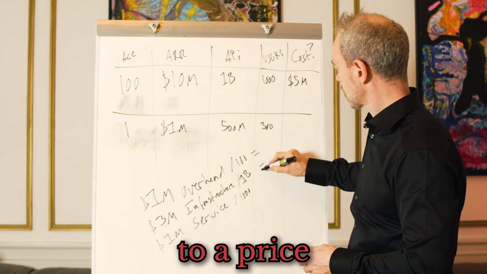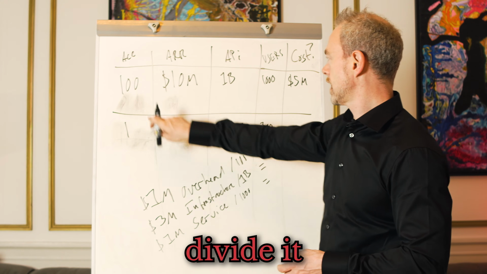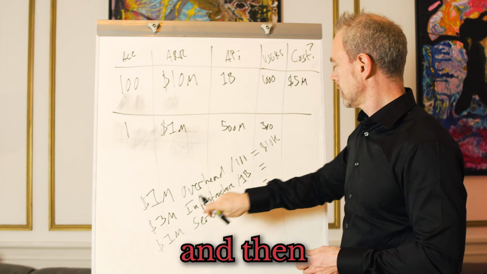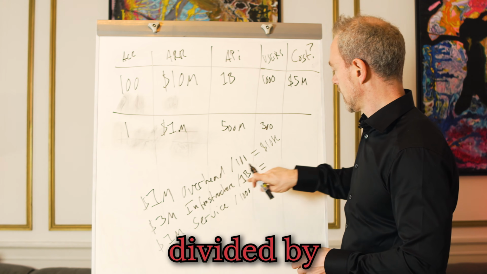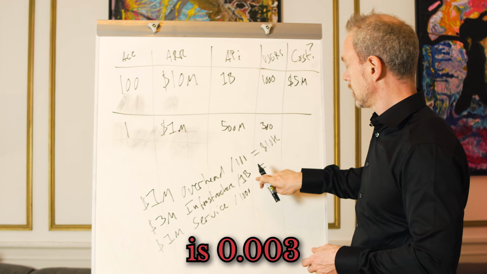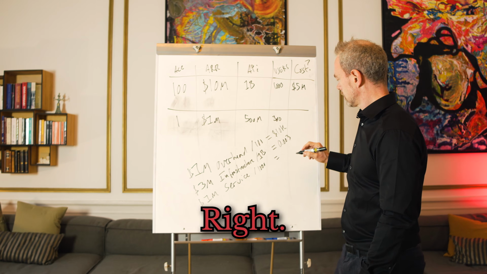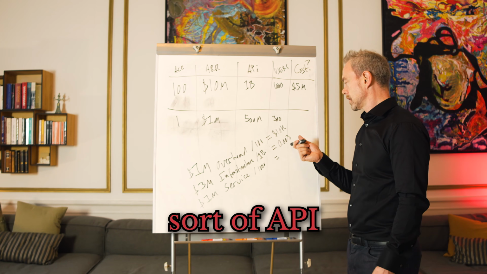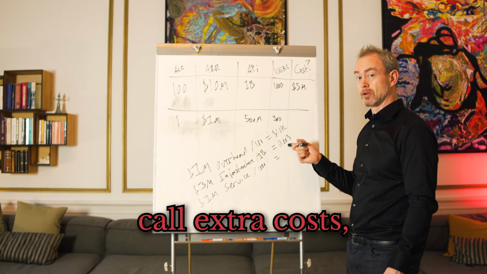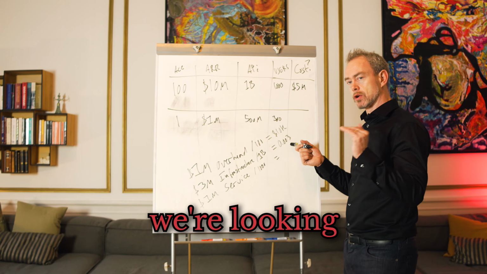And then we come to a price for each, right? So we say, well, 1 million overhead divided by 100 accounts, that's 10K per account. And then 3 million in infrastructure divided by 1 billion API calls is 0.003. Actually, API prices usually are a lot cheaper than this. This is maybe 100 times more than an API call actually costs, but we don't care about that because we're not looking for causation, we're looking for correlation.